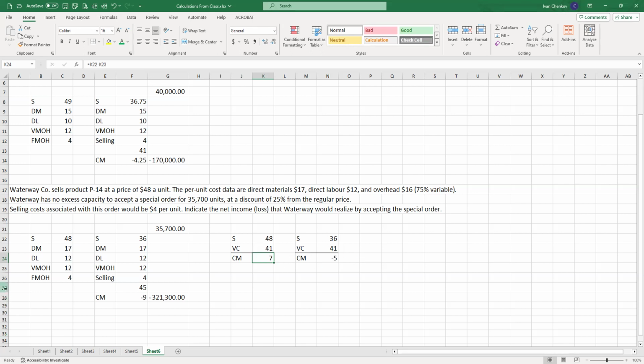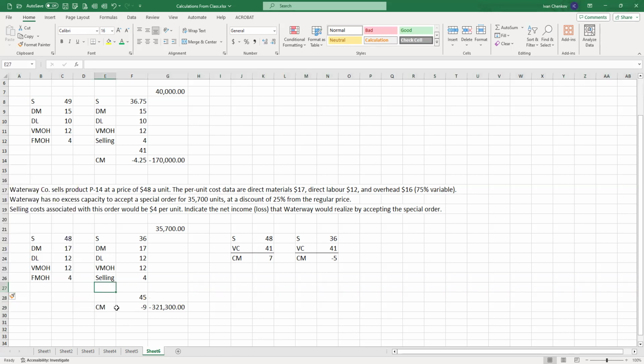So for that reason, I have to include my contribution margin loss also in my calculation of the cost. So in that case, my loss will be even worse than the previous one. Make sense?